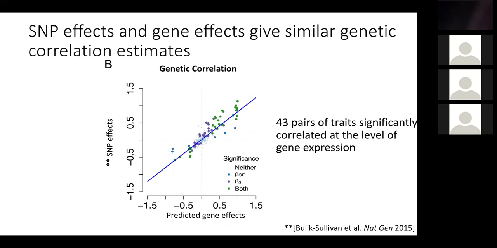So here I plot the values. Each point in this plot is a study, and it plots the predicted gene effects genetic correlation versus those found via LD score. Using our approach, we found 43 pairs of traits that were significantly correlated at the level of expression. And not only that, we see a striking similarity between our results and those found directly through the SNP effects. So we verified that this was meaningful using multiple permutations across the underlying expression levels. Taken together, these results may suggest that at least a portion of the observed genetic correlation is mediated through gene expression.